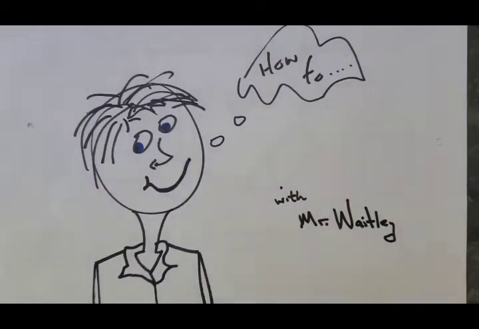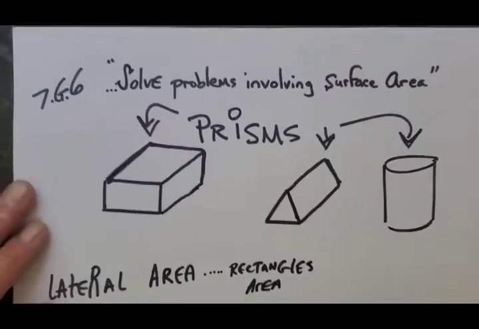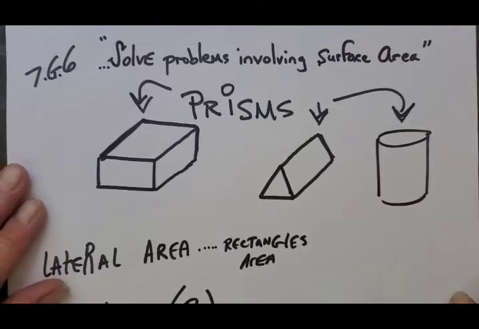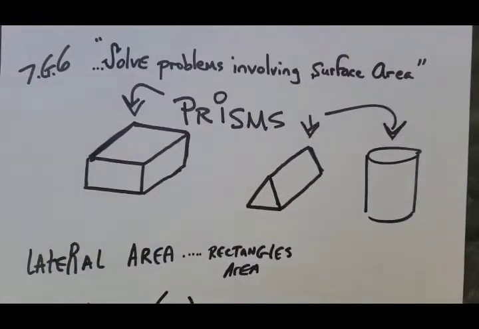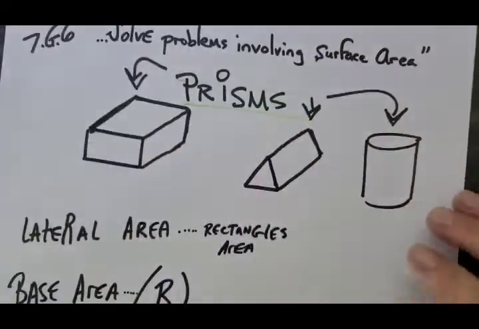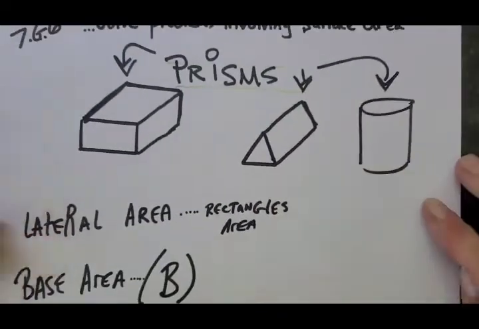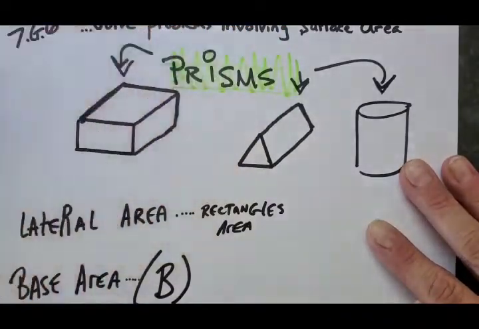Well, hello. Today we are going to look at solving problems involving surface area. So that implies we are finding the surface area of a three-dimensional figure. One type of three-dimensional figure is a prism. P-R-I-S-M-S. So prisms are three-dimensional figures.